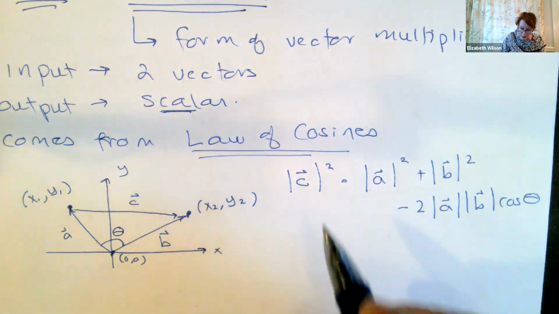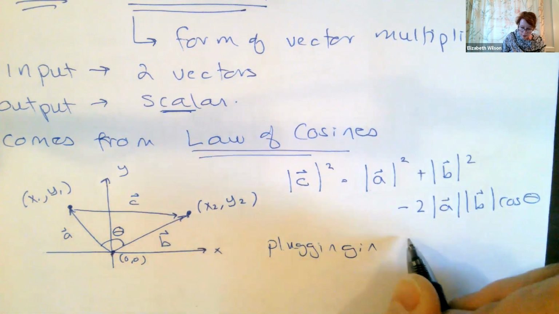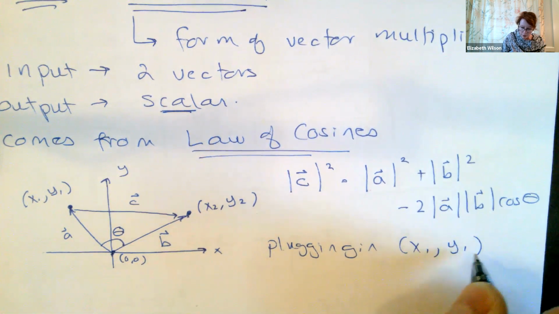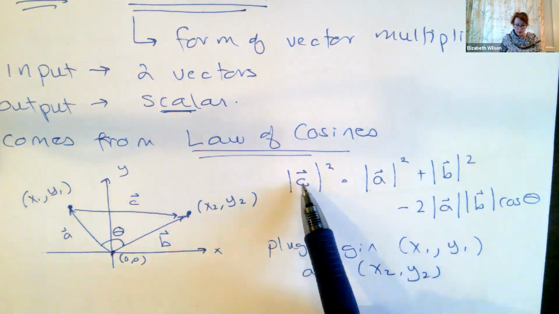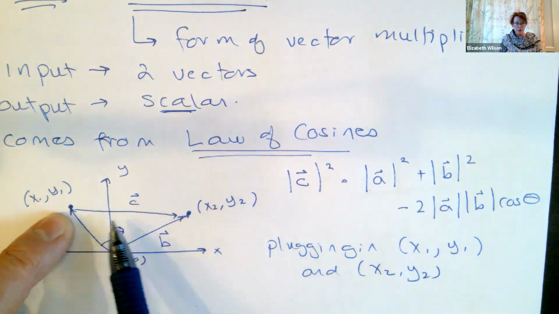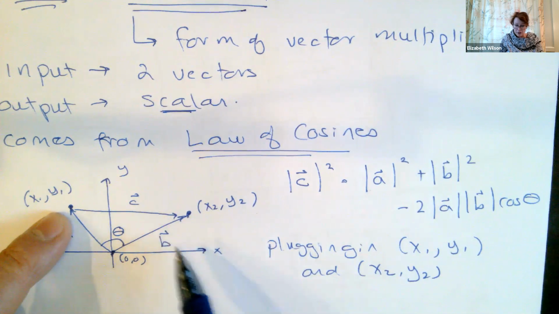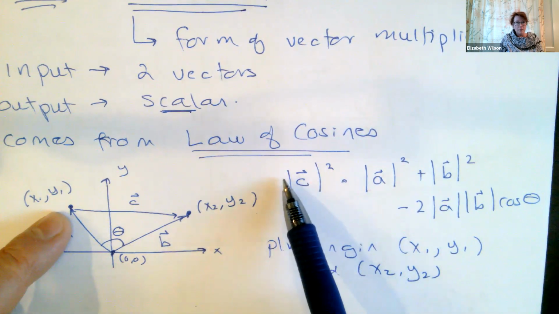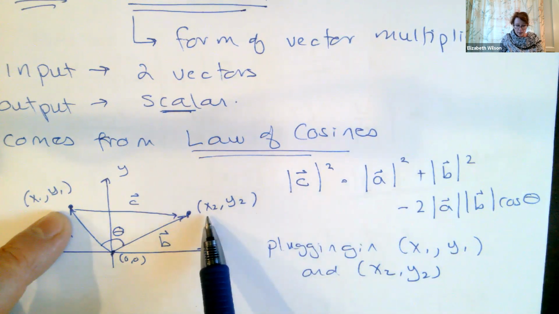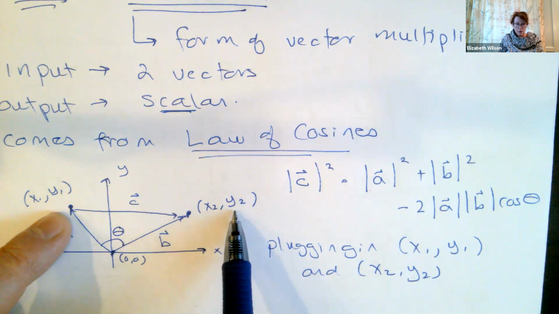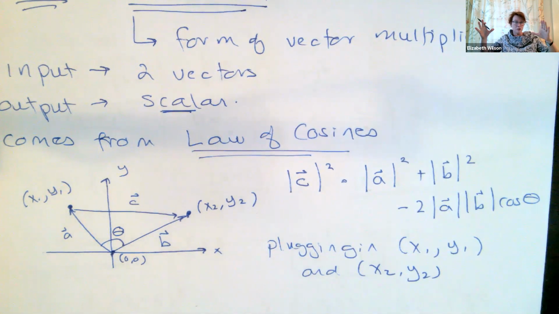Okay, but let's say I plug in x1, y1, and x2, y2. C is the displacement vector between x1, y1 and x2, y2. So you can imagine what that is going to be. When I take the magnitude squared, that's going to be x2 minus x1 squared plus y2 minus y1 squared, square rooted, then squared. So it's really just the sum of those two.